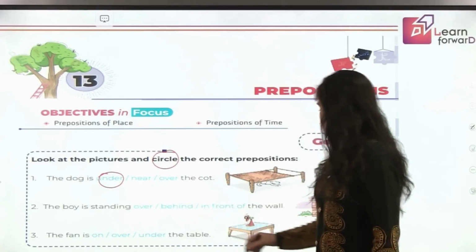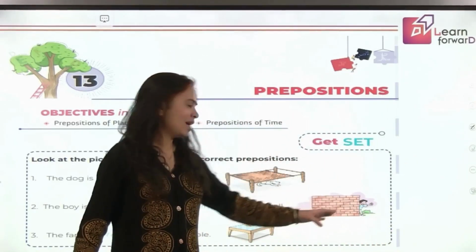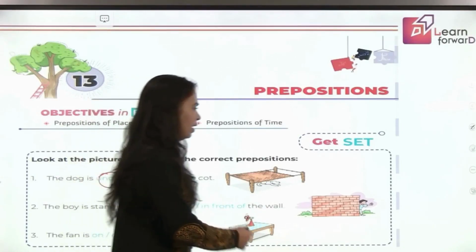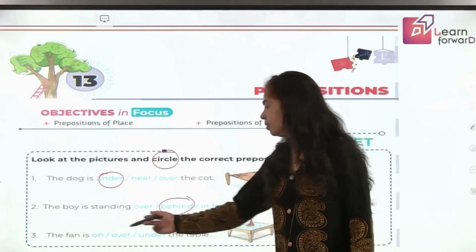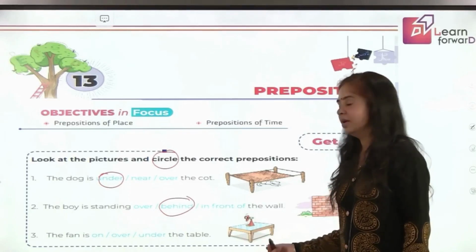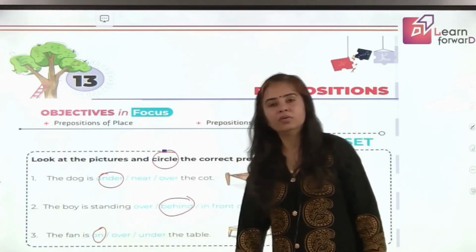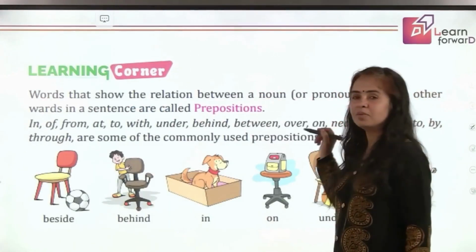The boy is standing. So what do you see? Where is the boy standing? Behind is correct. Yes, we have it right now. And then about the relation between the fan and the table. The fan is on, over or under the table? Good. It is on the table, right? That means you remember what you have learned earlier.